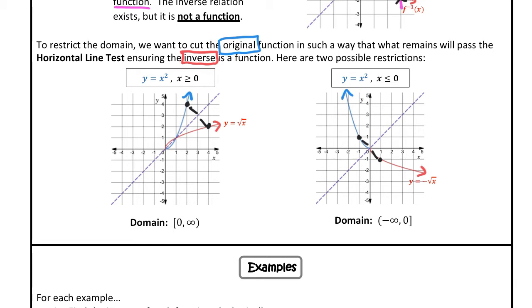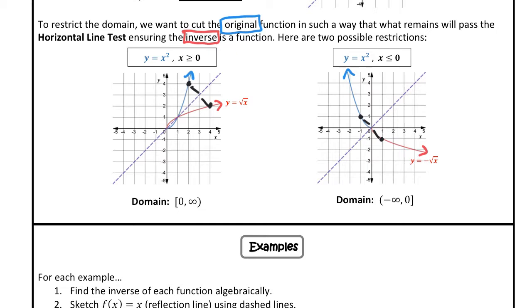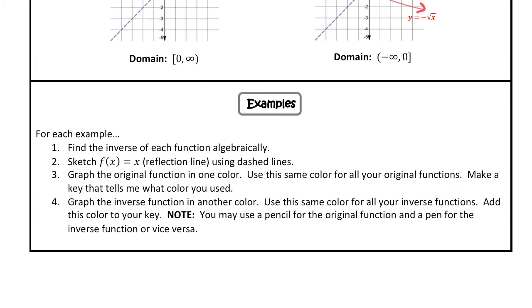Okay, so let's go ahead and work on one, and then we'll see what we mean. I'm explaining everything in this sense, but it makes more sense if we look at it and see how it works. At the bottom of the page, there are the steps that we used in the last lesson. Find the inverse algebraically, sketch the dashed line in purple, or you can pick another color, and then pick one color for the original, and then one color for the inverse.